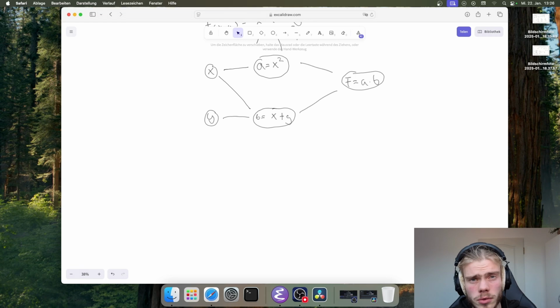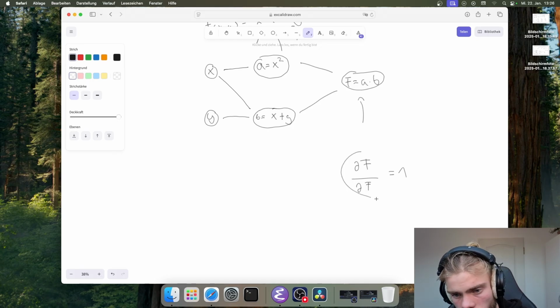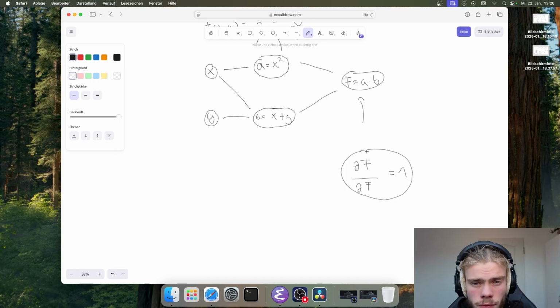So what we now have to do is start with this node at the very end and calculate its local derivative. That is the derivative of the output, that is f, with respect to the current node, that is also f. So in this case it's very trivial, this is just 1. And we make this also a node for the backwards traversal of the graph.